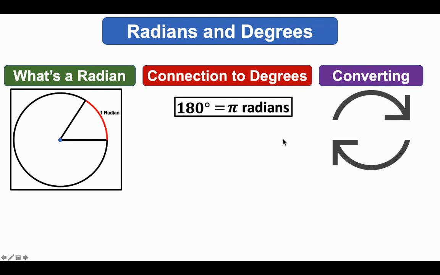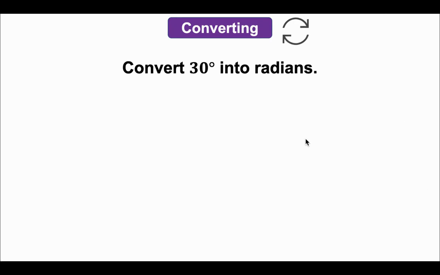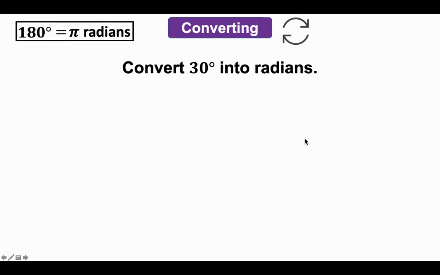Now we are going to use this information to convert back and forth between the two. And this is basically what your homework is on. Your homework's going to ask you questions like convert 30 degrees into radians. If you're asked to convert things like this, you need to know what the common measurement is. So this common thing is 180 degrees is equal to pi radians.